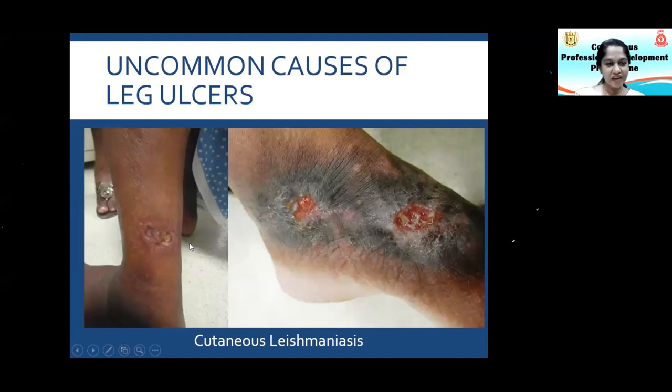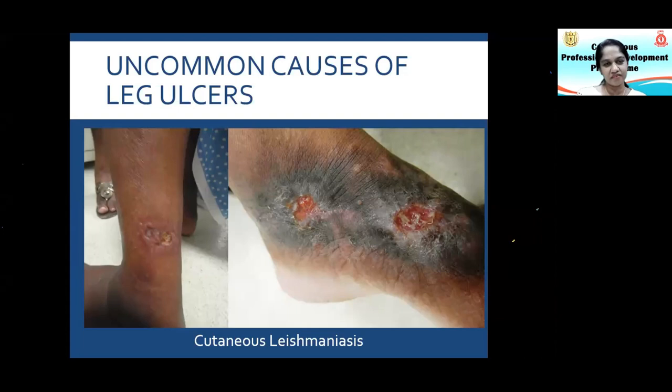People in other areas may not be very familiar with cutaneous leishmaniasis. But leishmaniasis is nowadays not limited to those areas. Actually, it is seen all over the country. Any ulcer which is not responding to conventional treatment, we might have to think of this diagnosis, and these will respond very rapidly to intralesional sodium stibogluconate injections. So the management will be totally changed with the diagnosis of cutaneous leishmaniasis.